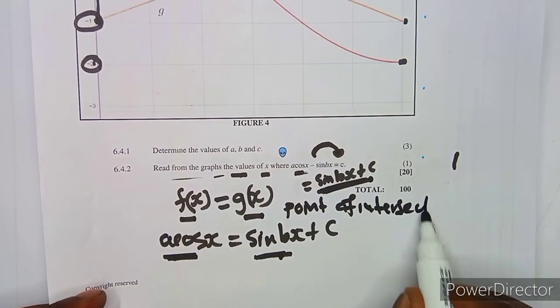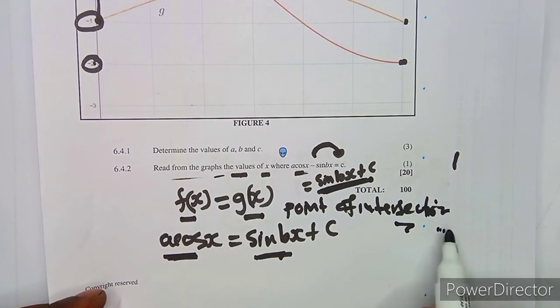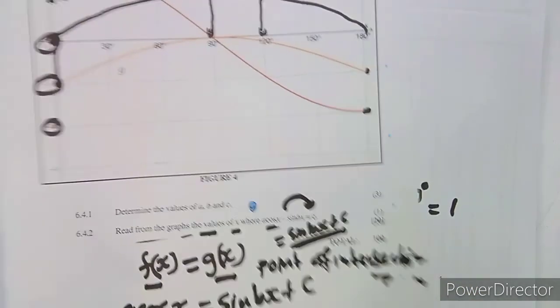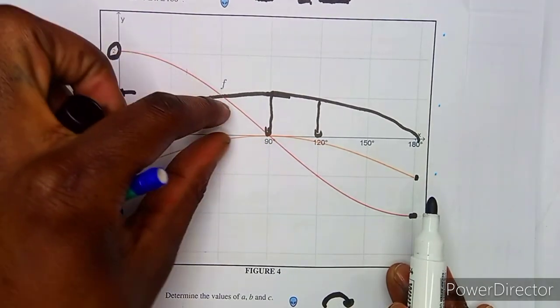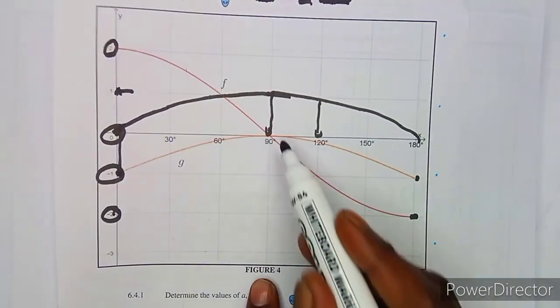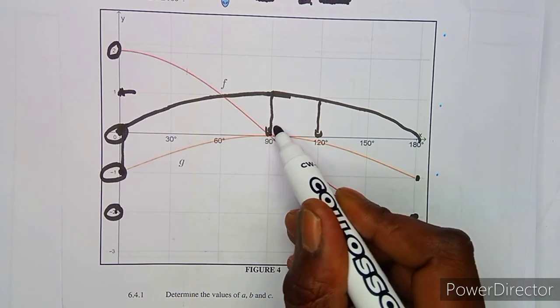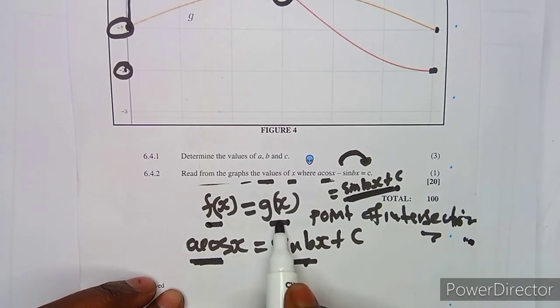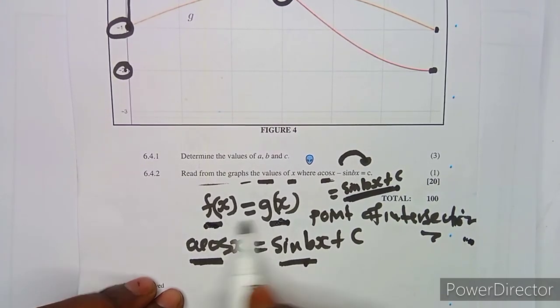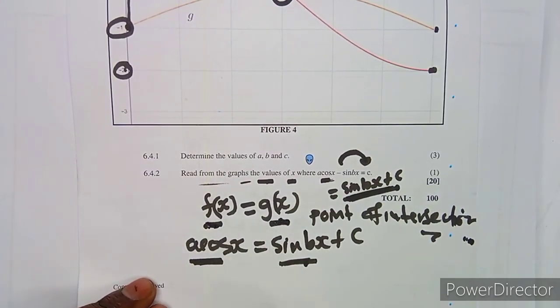That is the point of intersection of the two graphs. That is where they are equal. So if you cross check these graphs here, they go like this. They intersected at this point here at 90 degrees. That is where the two graphs are intersecting. It is the point of intersection because we are saying these two are equal, and if these two are equal, it only happens at the point of intersection. That is the idea there.